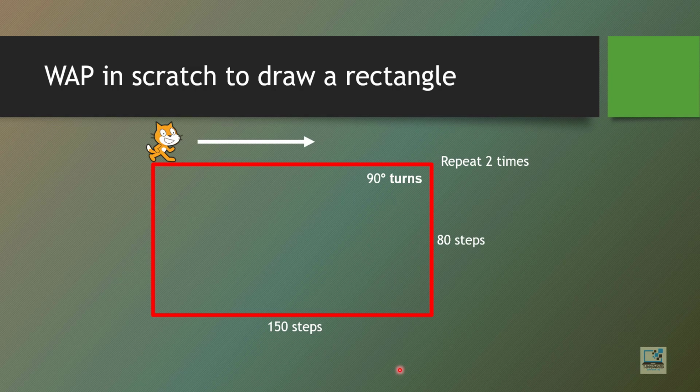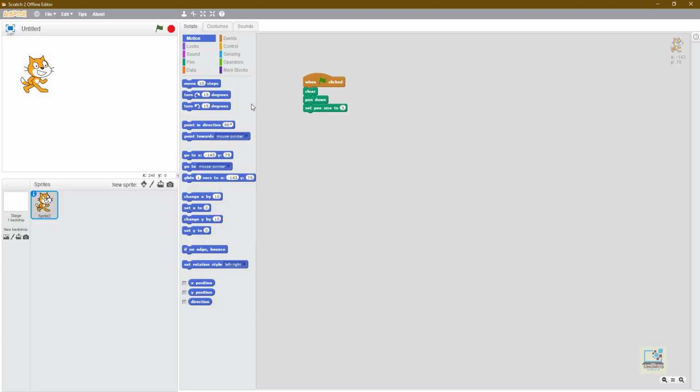Now as per the question, the length is 150 steps and the width is 80 steps. So in the program, I will be using this option and making it 150. The length is 150 steps. After that, I will take a 90 degree turn. So I will write 90 here. Then I will again use the move and make it 80 steps. Again, I will take a 90 degree turn. But will it make a complete rectangle? No, because we have to repeat it 2 times.